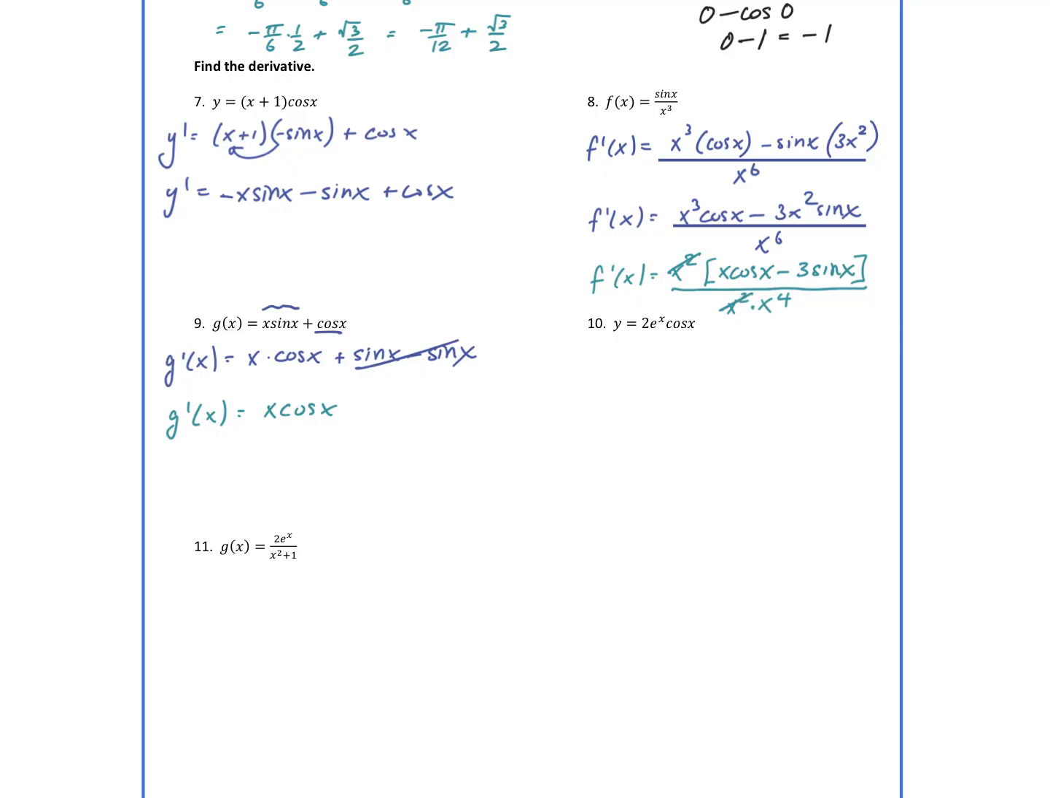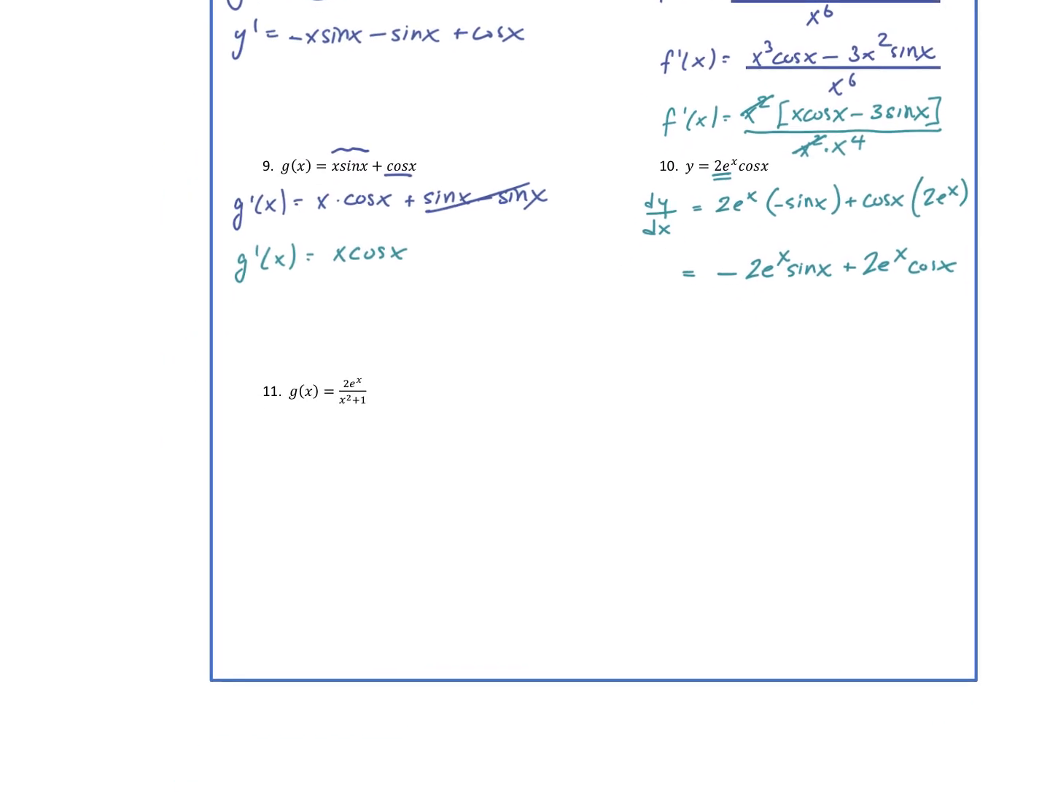For number 10, dy dx, I'm going to treat all of this as my first term. First times derivative of the second plus the second times derivative of the first. Negative 2e to the x sine of x plus 2e to the x cosine of x. Again, you can factor out a 2e to the x. The fact that it's not going to cancel with anything, there's really no point in doing that. And then for number 11, we've got a quotient rule, g prime of x.